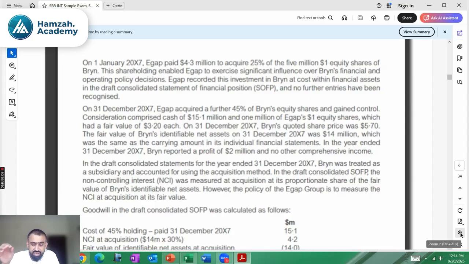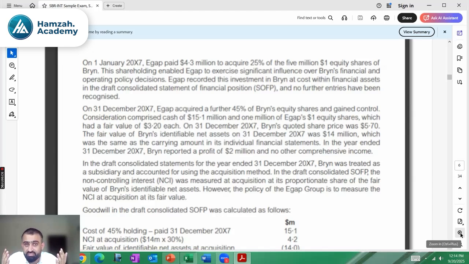In B at cost within financial asset in the draft consolidated financial position, and no further entries have been recognized. Now, let me quickly give you a debrief on this. Here they have done a wrong accounting treatment. They have a significant influence over the B company.